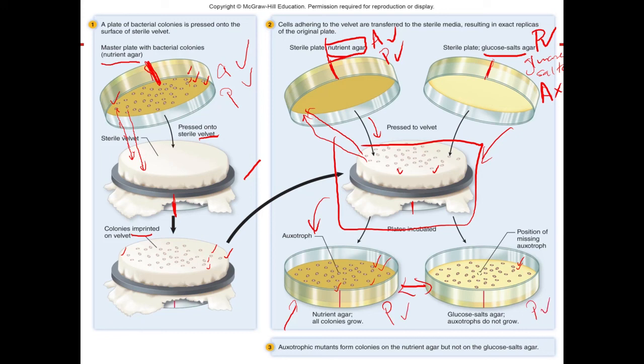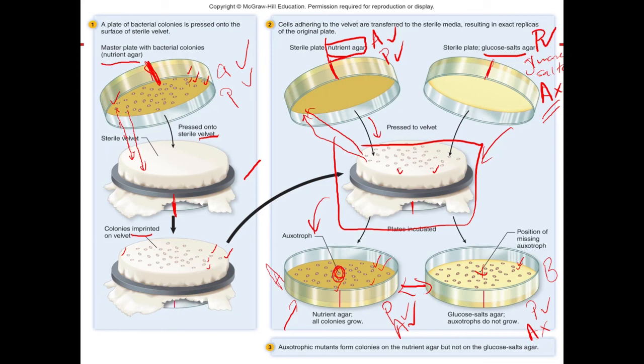But the colony that grows on this plate, I'm going to call this plate A, but doesn't grow on plate B, has to be the auxotroph, because remember, on glucose salt agar, auxotrophs cannot grow. So if you look at this particular colony here, you find it on the nutrient agar, but that colony is missing on this agar plate. Which means that is the colony that contains the auxotroph, because here prototrophs and auxotrophs can grow, but here the auxotroph doesn't grow. So these are the mutant cells that you want to pick and analyze.